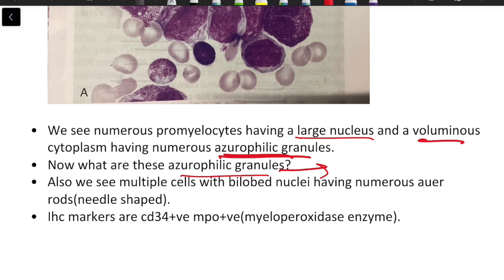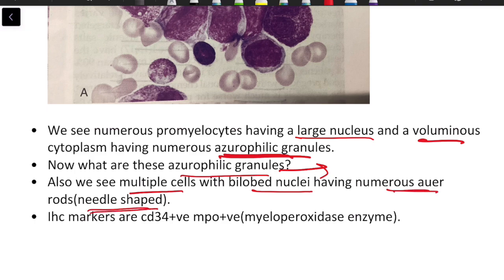These are basically the hydrolases, the different lytic enzymes, or the myeloperoxidase enzyme, which is involved in the killing of microbes. And as you know, myeloid cells, just like the neutrophil, basophil, eosinophil, require these enzymes to destroy foreign substances or foreign organisms. That is why.